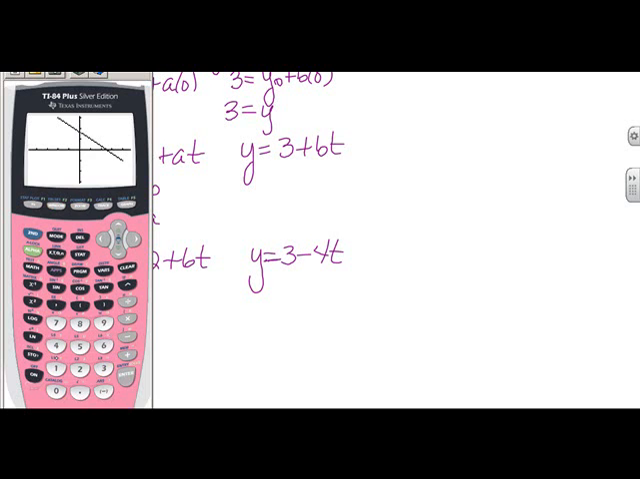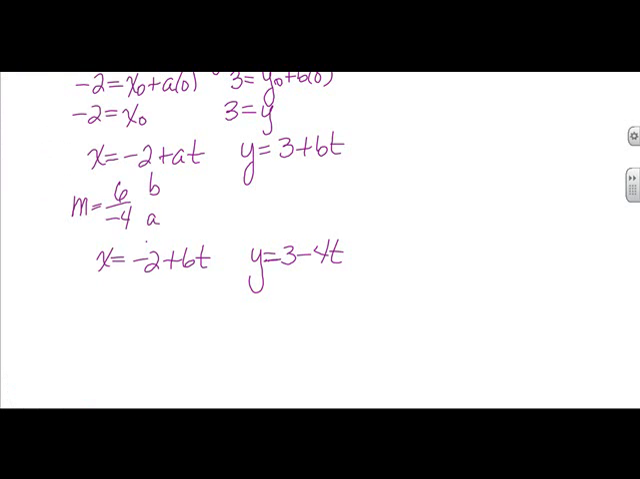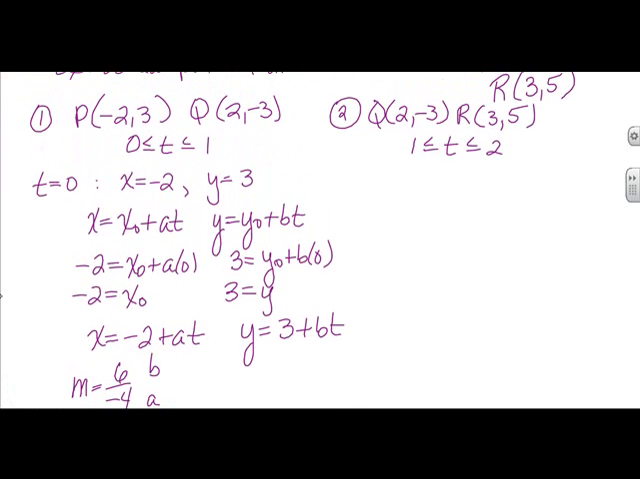So hit trace. When t is equal to 0, we have the point negative 2, 3. And when t is equal to 1, we have the point 4, negative 1, which is not what we need. Alright, what we need is the point 2, 3. So let me think back. Let me try this a different way, because that didn't work.